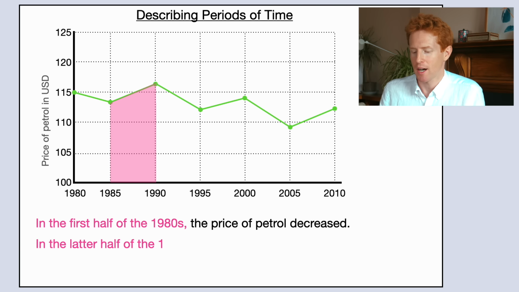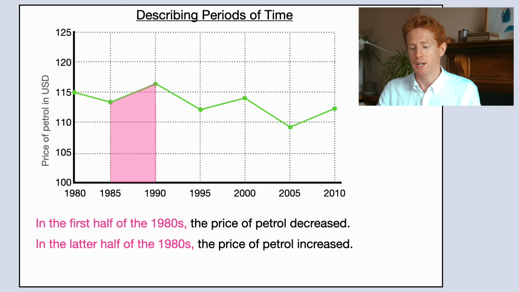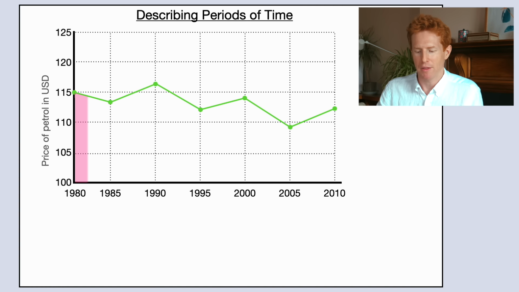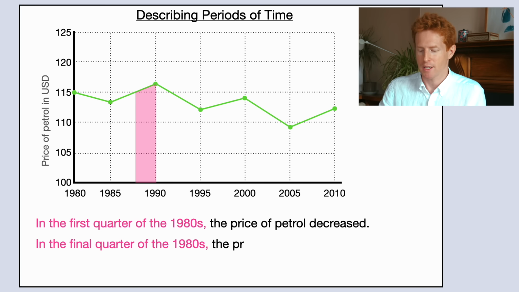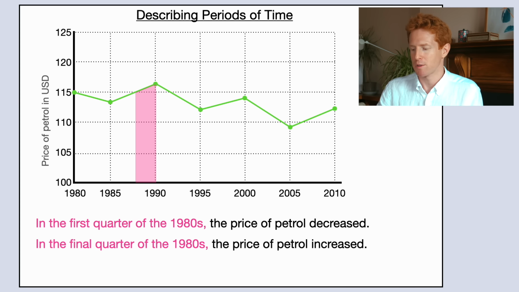Well, in the latter half of the 1980s, the price of petrol increased. And then what about this then? It's not half, it's half of a half, which is a quarter. In the first quarter of the 1980s, the price of petrol decreased. And this? In the final quarter of the 1980s, the price of petrol decreased.